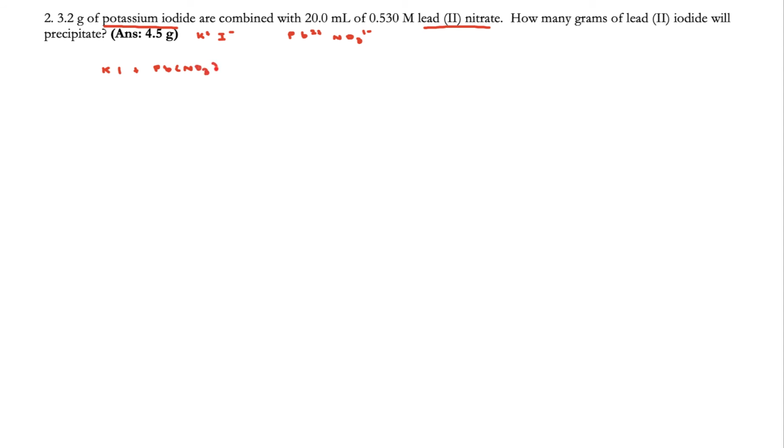This is a double replacement reaction again. So innies and outies. Potassium has a +1 charge, and it's going to combine with nitrate, which has a -1 charge. So that will be KNO3. And then lead is going to combine with iodide. Lead has a 2+ charge. Iodide has a 1- charge. So that will be PbI2.